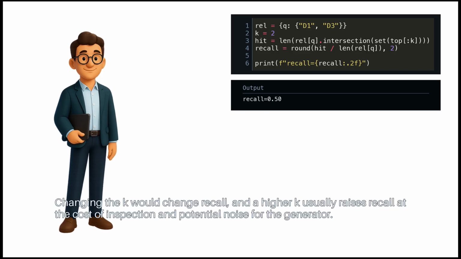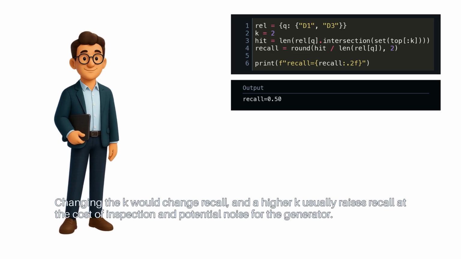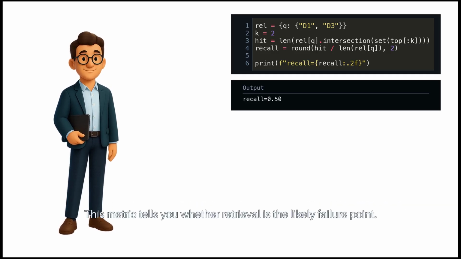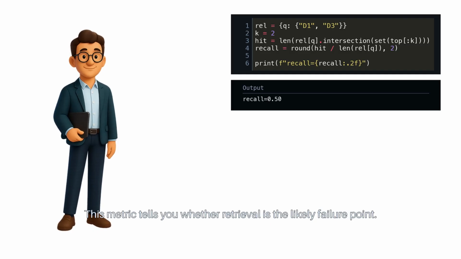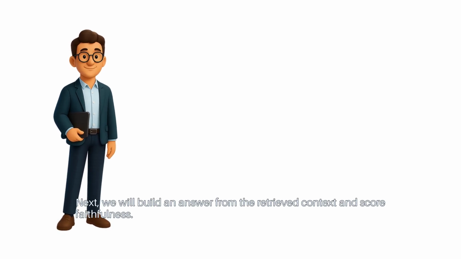Changing the k would change recall, and a higher k usually raises recall at the cost of inspection and potential noise for the generator. This metric tells you whether retrieval is the likely failure point. Next, we will build an answer from the retrieved context and score faithfulness.